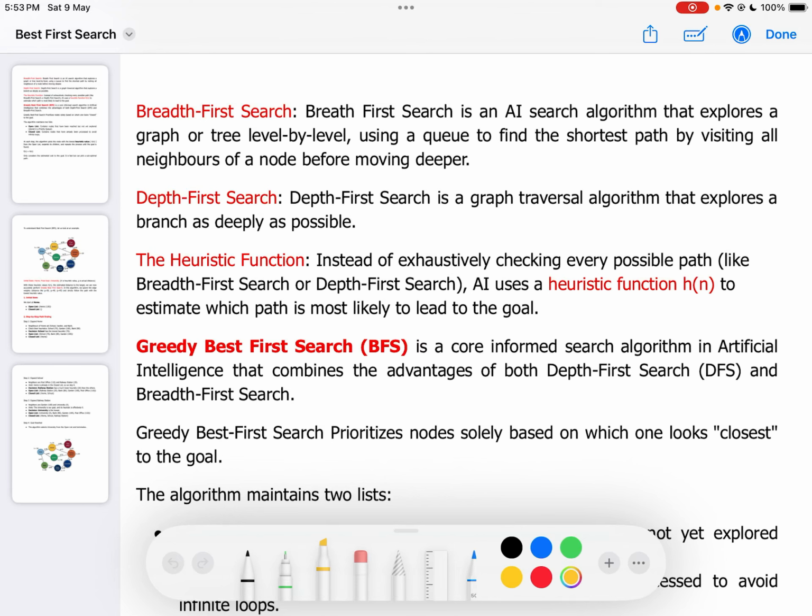Hello everyone. Today we will talk about best first search in AI.